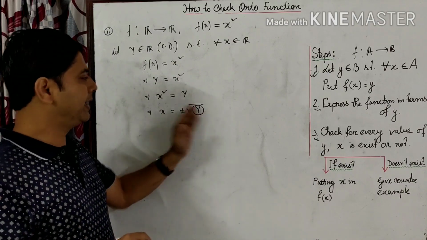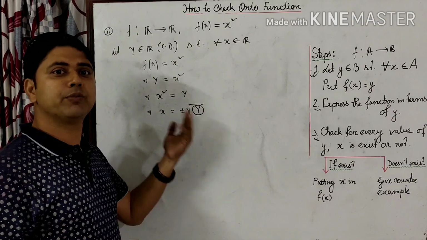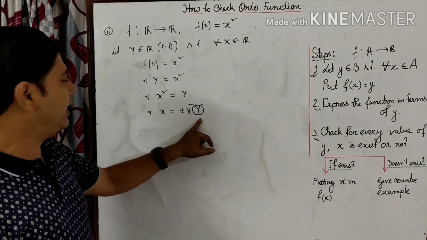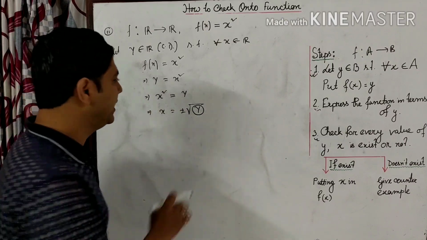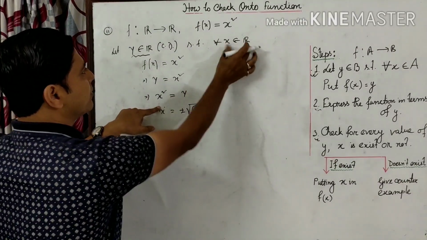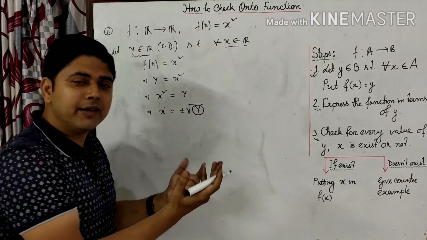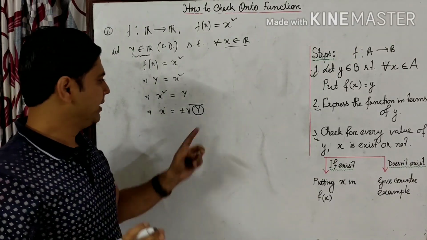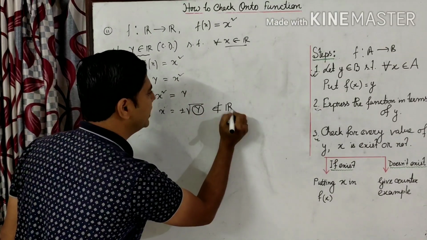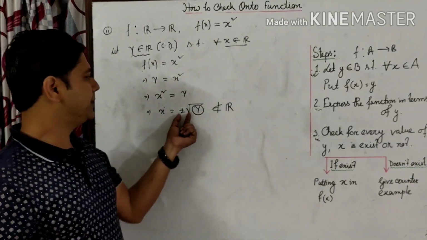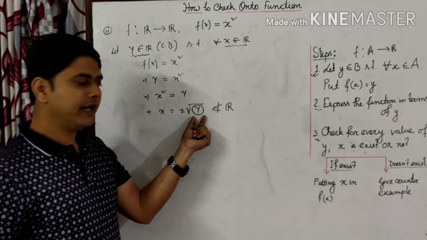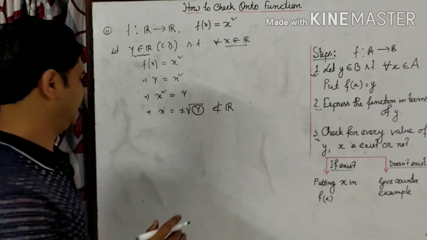For all the negative real values of y, like -1, -2, -3, -1.5, x does not exist. That means when we put these values in place of y, x does not come out as a real number. Therefore, x equal to plus minus root over y does not belong to R. That means for every value of y, x does not exist.